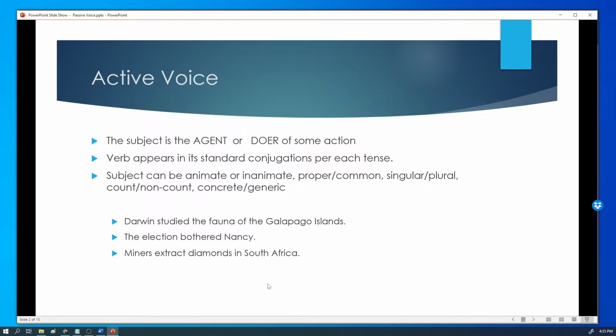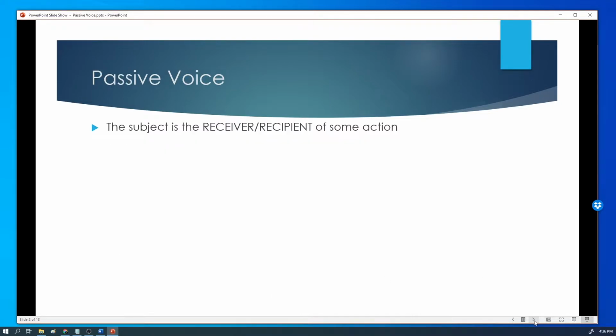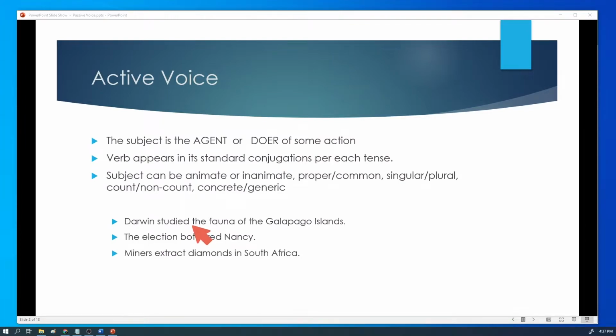Another important aspect of the active voice is what comes after the verb. So here we have the fauna. This is what receives the activity of the studying. So this is the object of the sentence. Nancy is the object of bothered, and diamonds is the object of extract. So in active voice, the object is the receiver of the action.